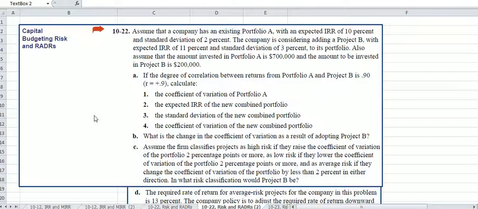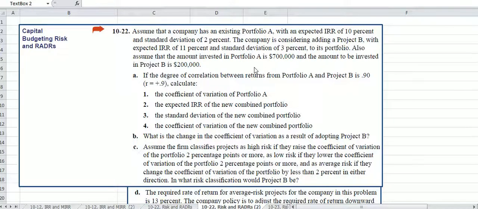In this problem, we're looking at capital budgeting risk and risk-adjusted discount rates. We have a company that has a portfolio A with an expected internal rate of return of 10% and a standard deviation of 2%. And the company is considering adding project B with an expected internal rate of return of 11% and a standard deviation of 3% in its portfolio.